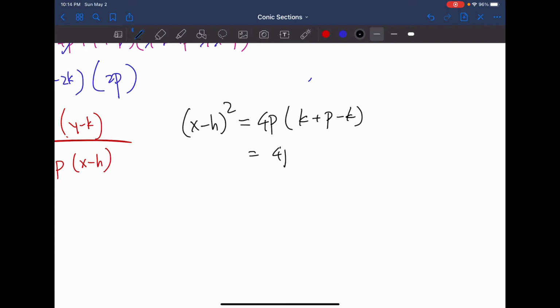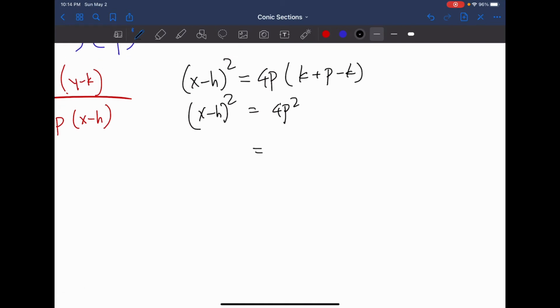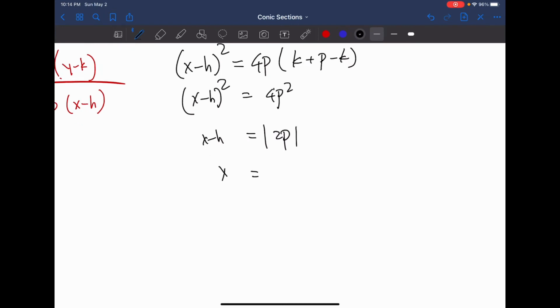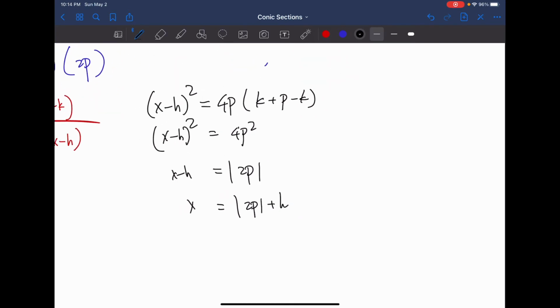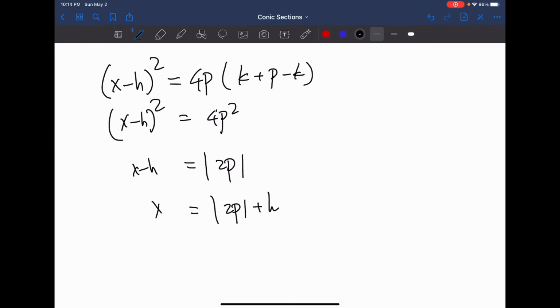So 4p squared is equal to (x minus h) squared, and that would give us 2p is equal to x minus h. Actually, that has to be the absolute value of 2p, and x would be equal to the absolute value of 2p plus h. And for the other one, it would be the same thing. So p would either be positive or negative in this case, so what we actually have over here is positive or negative, right?